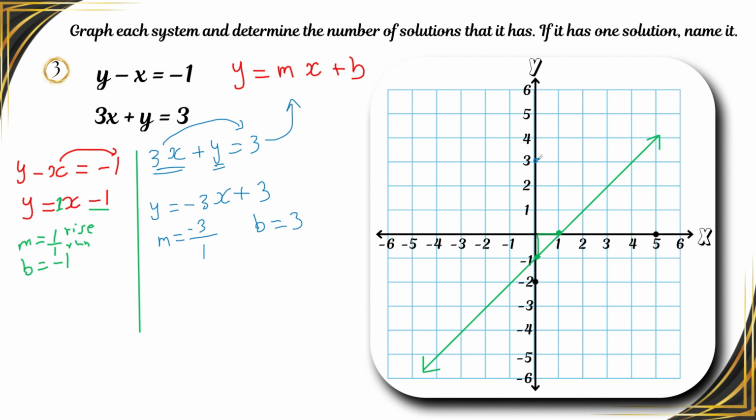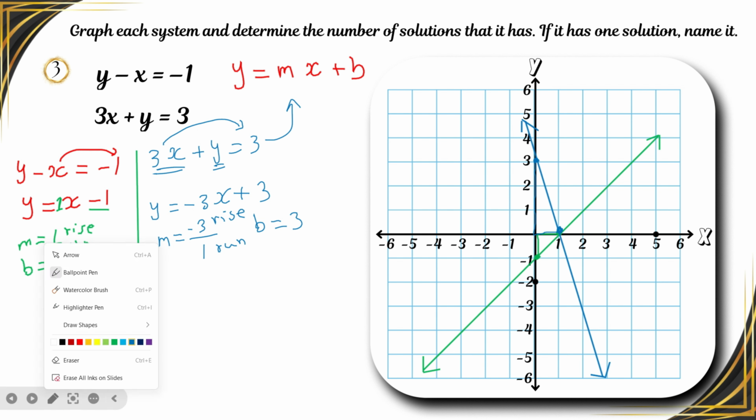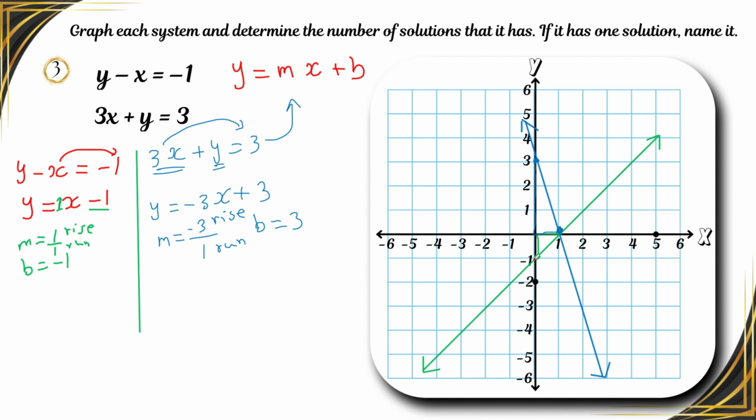Now we need to rise, and this is run. Rise -3 means go down 3 steps: 1, 2, 3. Now we need to run 1 to the right, then graph a line passing through the 2 points. We can see from the graph that the 2 lines intersect at one point. This point is x equals 1 and y equals 0. Then we have just one solution here and the system will be consistent and independent.